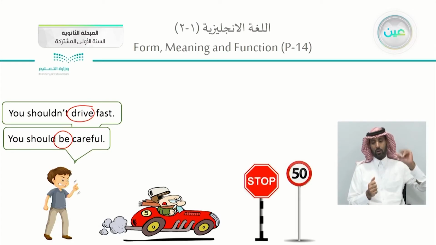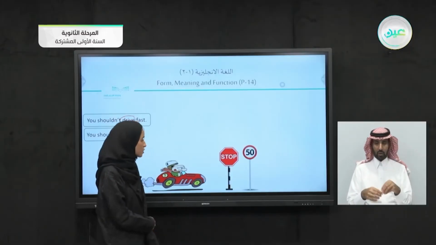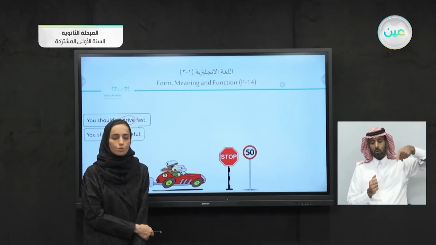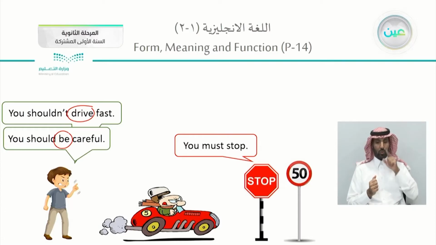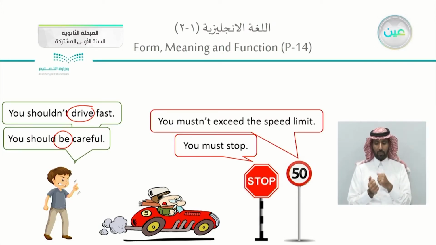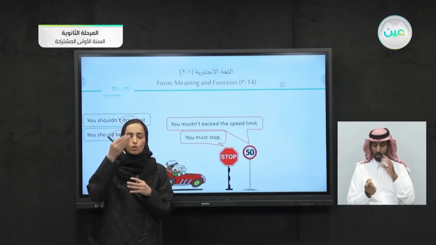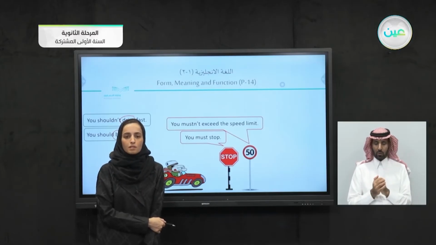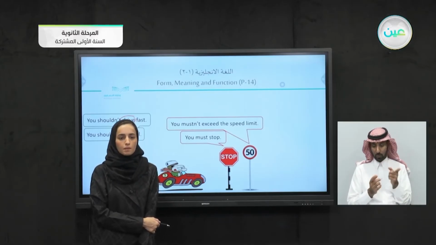However, here these are the rules and laws. The first one says stop. So what is the suitable modal auxiliary here? You must stop. Actually, I can't choose whether to stop or not. You must stop. It's not my words. And also, you mustn't exceed the speed limit. If it is 50, you can't go over it. You mustn't go over the speed limit.